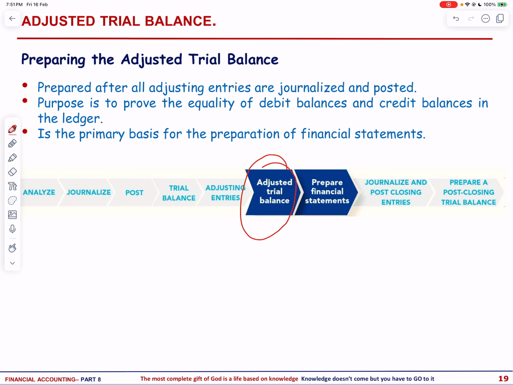So, after adjusting entries are journalized and posted, a company creates an adjusted trial balance which lists all account balances after the adjustments. Its main purpose is to ensure that total debits equal total credits after the adjustment. That is important. The adjusted trial balance contains all the essential data for preparing accurate financial statements, and you can see that wherever there are adjustments they have been highlighted in red color, and you can see after the adjustment the total of debit is equal to the total of credit.